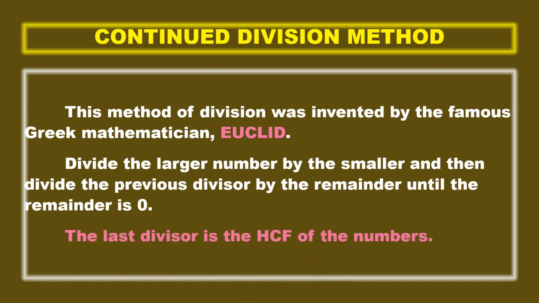So whatever is there, that one is your HCF. Here the statement is given: the last divisor is the HCF of the numbers. Means wherever you are getting the remainder as 0, that divisor is called the HCF of the given numbers. This can be clearly explained in the next example.